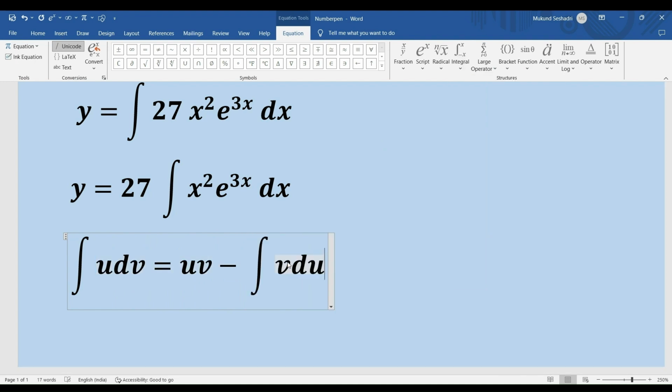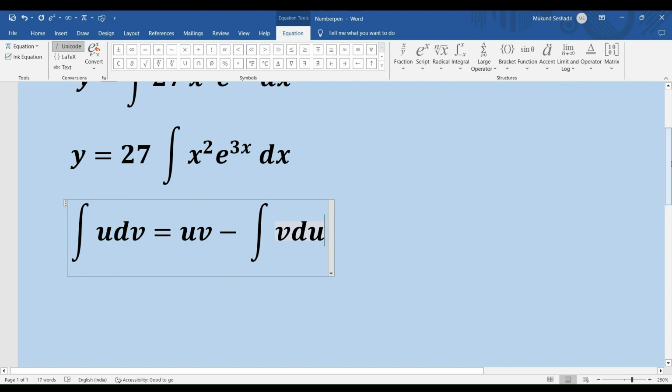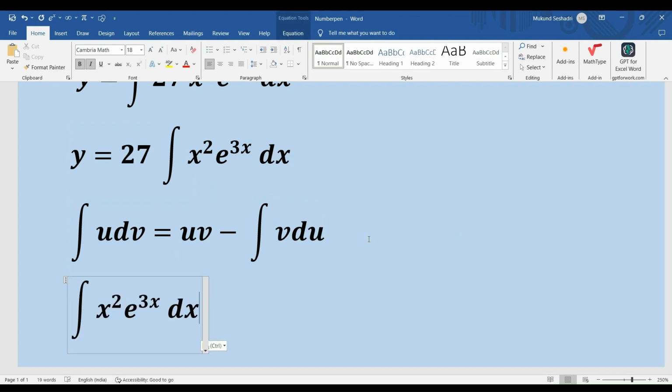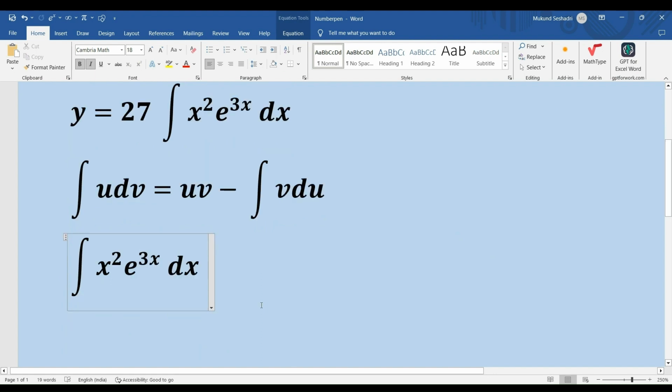So the key to solving this problem is identifying the right u and v, right? Like I mentioned earlier, my 27 is kept aside, so my LHS for now is integral of x square into e to the power 3x dx, right? What is our u, what is our v, right? Now my u can be x square or it can be e to the power 3x, right?